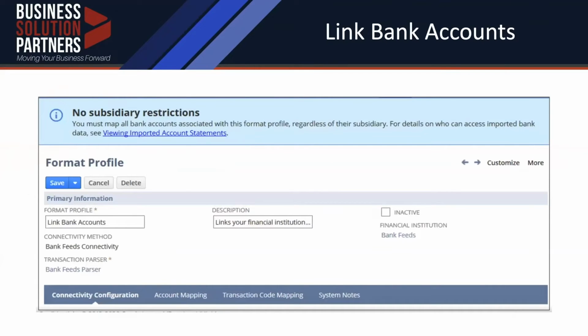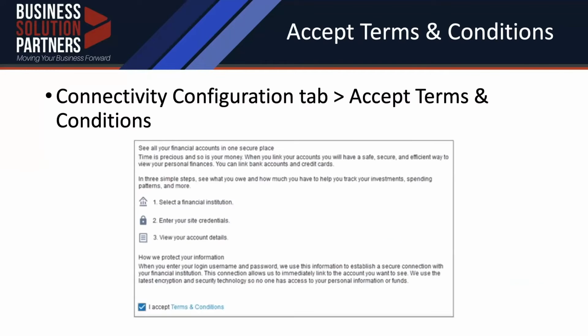Over here, you're going to get this format profile. This is for the link bank accounts. This is the page from which you proceed with accepting terms and conditions for using the Bank Feeds SuiteApp and going on to connect to your financial institutions and link your bank accounts. This message up here at the top, no subsidiary restrictions, is just a message notifying you that you need to map any linked bank accounts associated with this format profile, regardless of subsidiary. So there's more information on that as well.